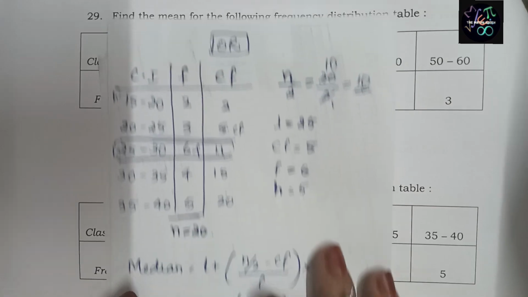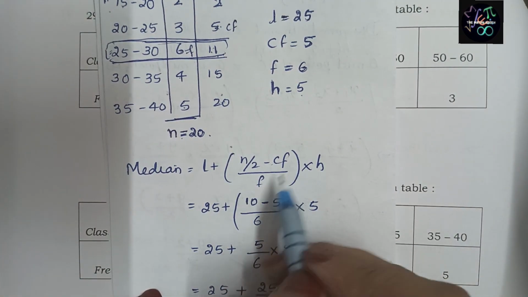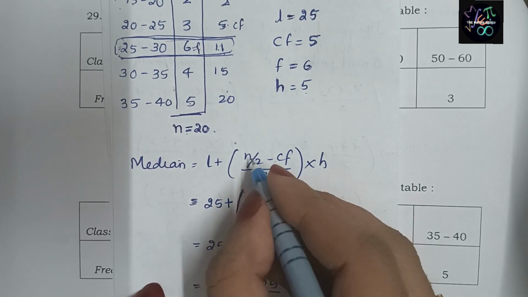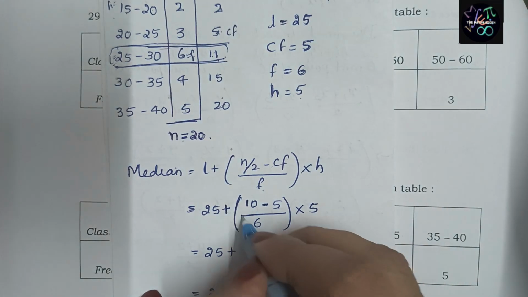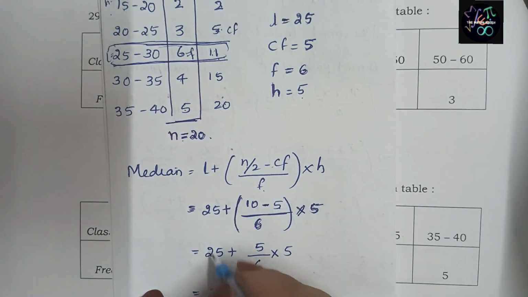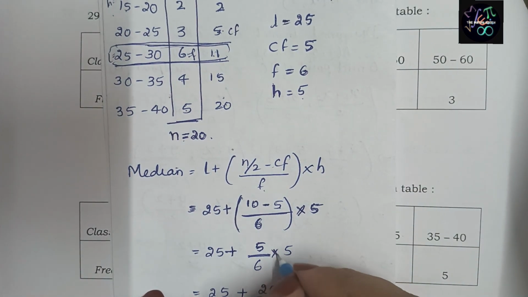Now let us go for the median formula. We know median is equal to L plus n by 2 minus CF upon F into H, which is 25 plus n by 2, whose value we got as 10, minus CF, whose value I have written as 5, upon F, whose value is 6, into 5. So 25 as it is plus 10 minus 5 is 5, upon 6, into 5.